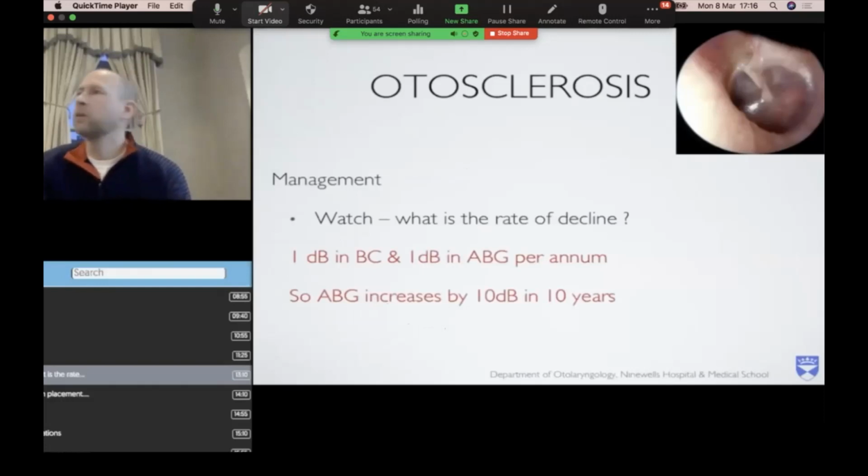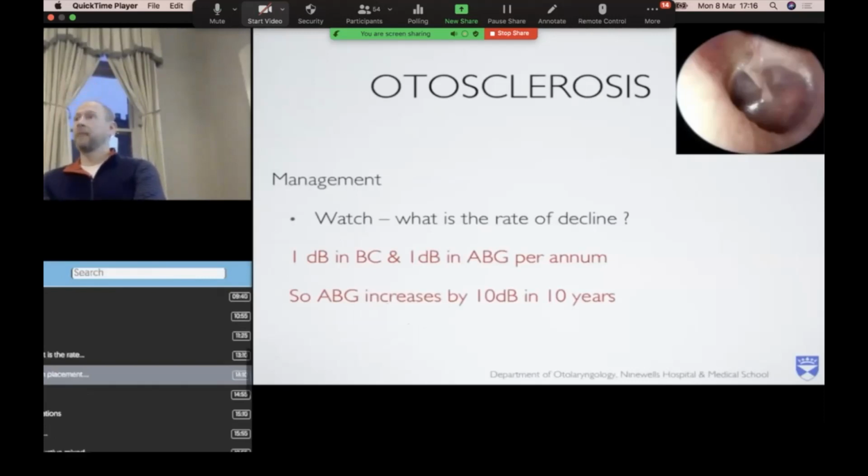They might ask you what the rate of decline is. I usually say about 1 decibel in bone conduction and 1 decibel in the air-bone gap. So 2 decibels per year deterioration, or 1 decibel in the air-bone gap. So that's 10 decibels in 10 years. So often you wait, don't you, until somebody's Rinne is negative. So you might want to wait until there's about a 20 decibel air-bone gap before you operate. So you can sort of prognosticate that that might take 5 years or whatever, if you've got a 10 or 15 decibel air-bone gap.